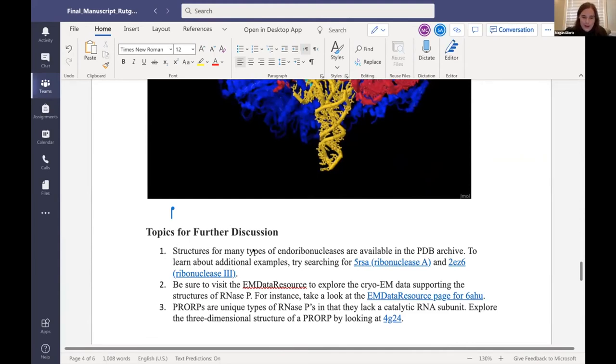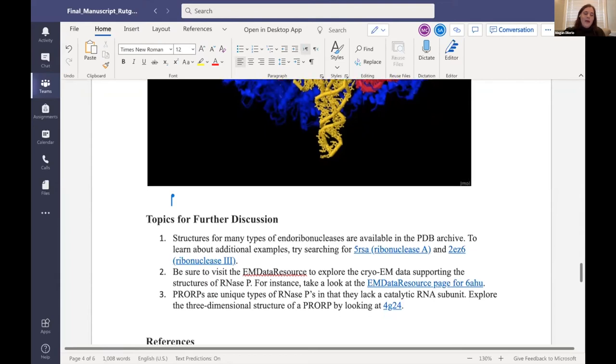First, structures for many types of endoribonucleases are available in the PDB archive. To learn about additional examples, try searching and then some PDB IDs. Be sure to visit the EM data resource to explore the cryo-EM data supporting the structures of RNase P, for instance, and then take a look at a PDB ID. And then also those mitochondrial RNase Ps we mentioned earlier, perhaps are unique types of RNase Ps in that they lack a catalytic RNA subunit. Explore the three-dimensional structure of a PRORP by looking at another PDB ID.